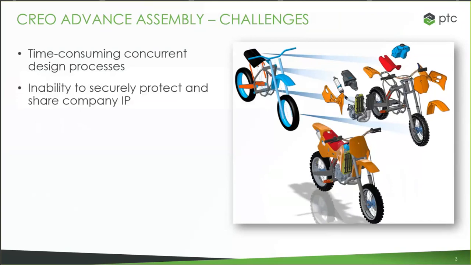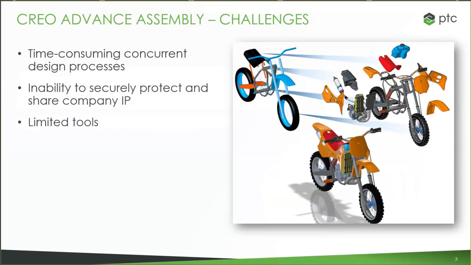It can also be difficult to secure and protect company IP. A lot of times this concurrent design and collaboration, especially on big assemblies, happens with people outside the company. So you want to be able to protect that data that you have while still being able to collaborate with other groups.